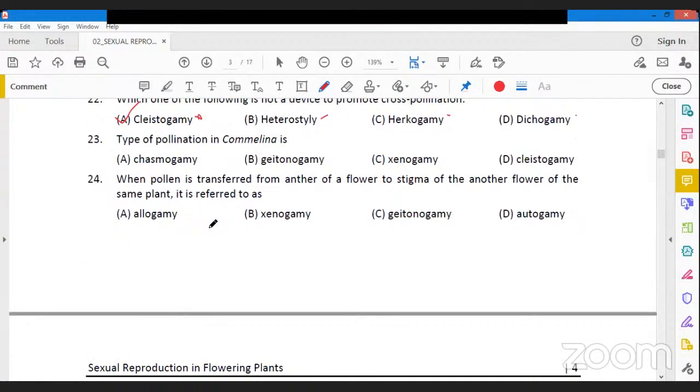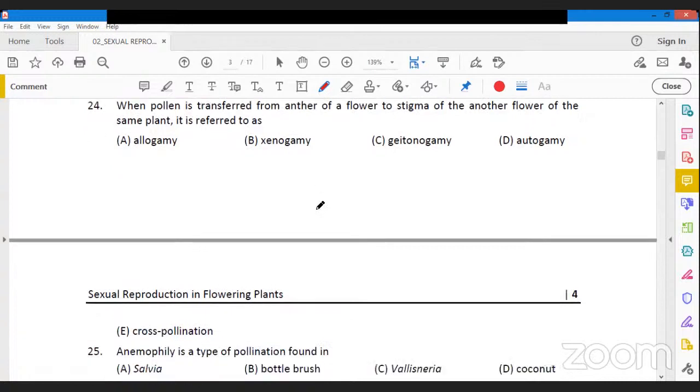Okay, so the type of pollination in Commelina is chasmogamy. When pollen is transferred from anther to stigma of another flower of the same plant, it is referred to as geitonogamy. Done. Xenogamy is between two different flowers of two different plants.